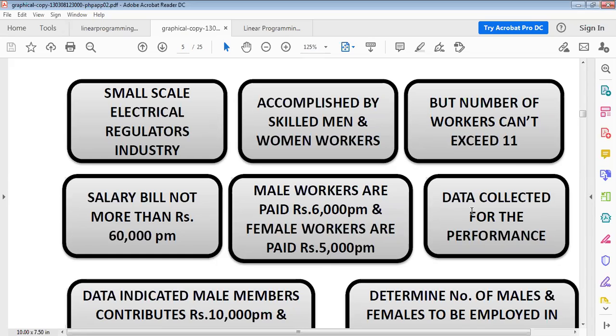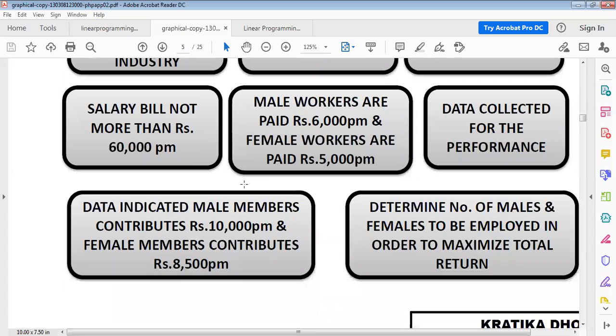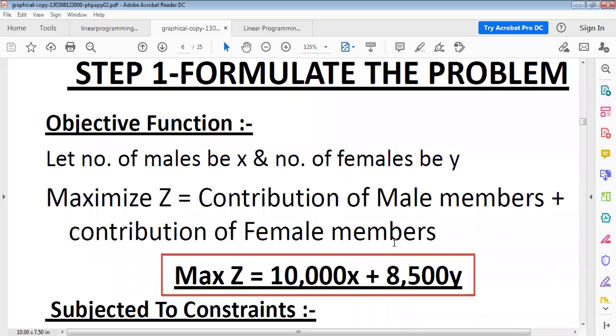Data is collected for the performance. Now the data indicates male members contribute taka 10,000 and female members contribute taka 8,500. Remember it. This is actually the objective function for us. If there are x male persons and y female persons, then the total return will be 10,000 into x plus 8,500 into y. This will be the objective function. Now you have to determine the number of male and female workers.